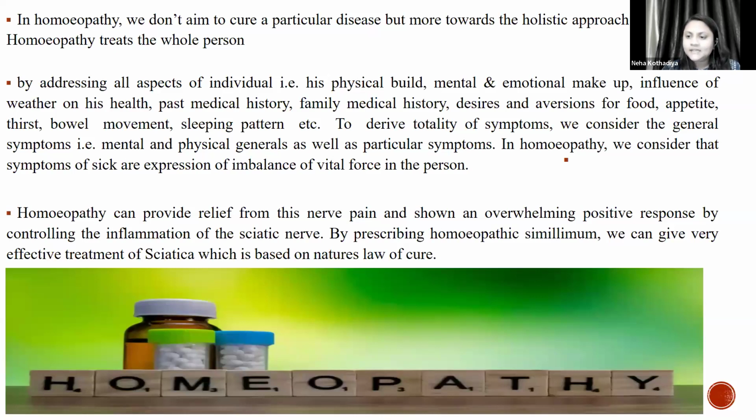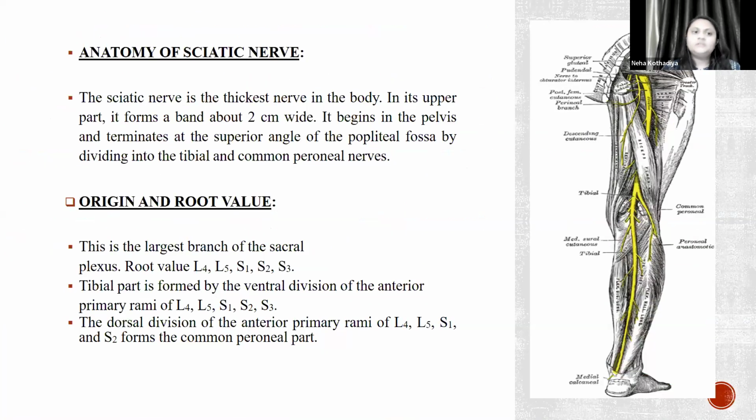Let's understand the sciatic nerve first. The sciatic nerve is the thickest nerve in the body. In its upper part, it is a 2 centimeter wide band. It begins in the pelvis and terminates in the superior angle of the popliteal fossa by dividing into the tibial and common peroneal nerves. The root value of the sciatic nerve is L4, L5, S1, S2, and S3. The tibial part is from L4, L5, S1, S2, and S3. The dorsal or common peroneal part is formed from L4, L5, S1, and S2.